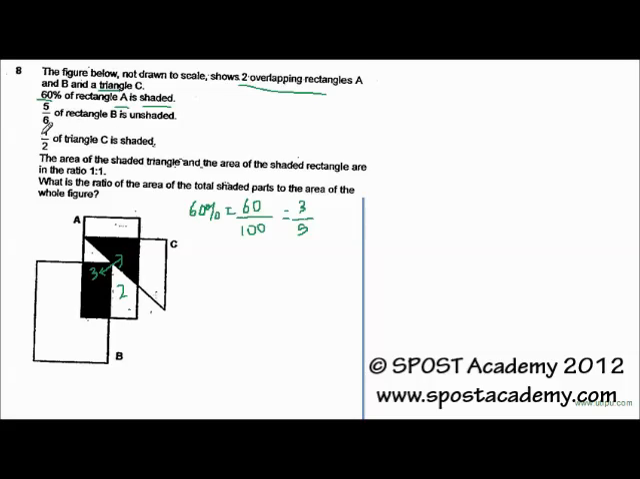Then it says that 5/6 of rectangle B is unshaded. So for rectangle B, if 5/6 is unshaded, this is 5 units and this is 1 unit. Then the last sentence says that half of triangle C is shaded, so this is 1 unit and this is 1 unit. Then it says the area of the shaded triangle, which is this one, and the area of the shaded rectangle, which is this one, are in the ratio 1:1.